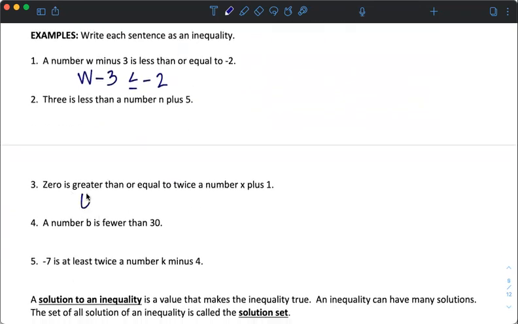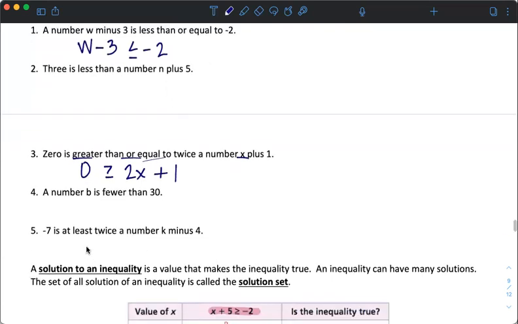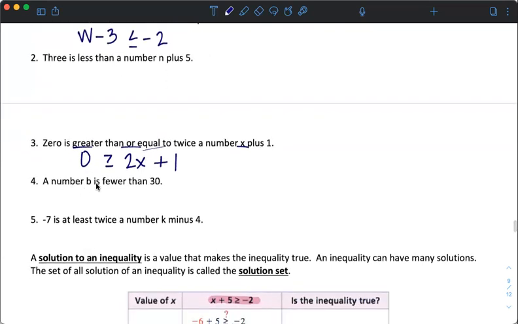0 is greater than or equal to twice a number. Oh, they tell us which variable, 2x plus 1. There's our inequality. A number B is fewer than 30. So B is fewer, which is less than 30.